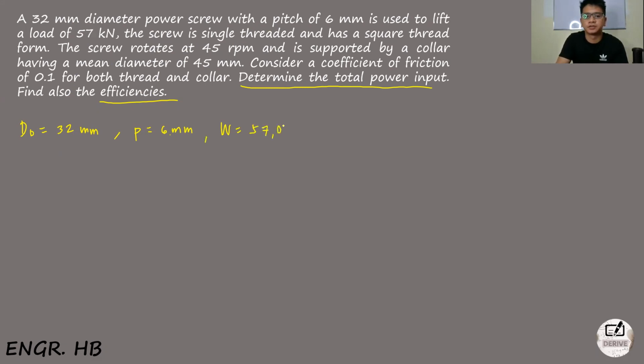So, gawin na natin siyang Newton agad dito. So, 57,000, the 32 here, the 6 mm pitch. The screw is single-threaded. So, pay attention to those small details kasi it has a huge impact on the result of your solution. And the screw is single-threaded, meaning your L is equal also to pitch. Then, kapag sinabing double-threaded, that will be 2P. Kapag triple-threaded, that will become 3P. But it is single-threaded, so that will be equivalent also to pitch. And has a square thread.